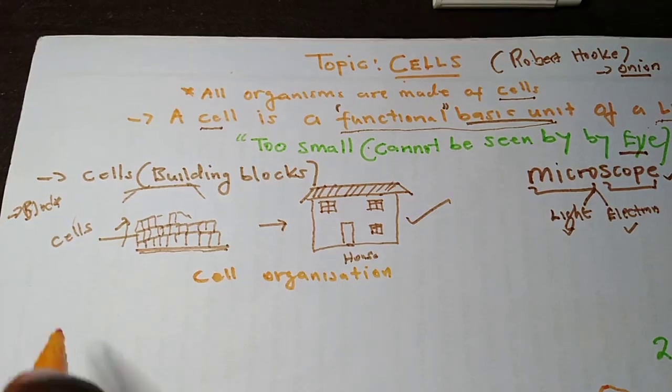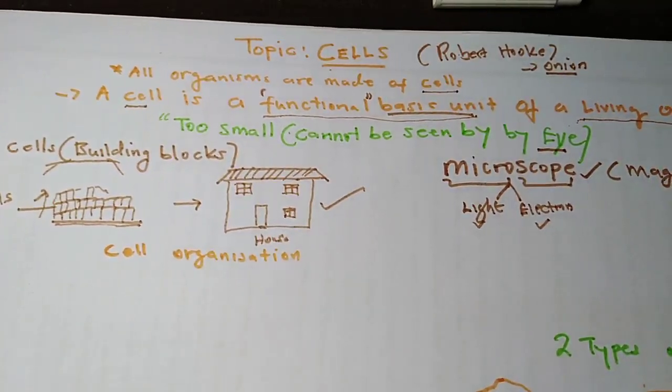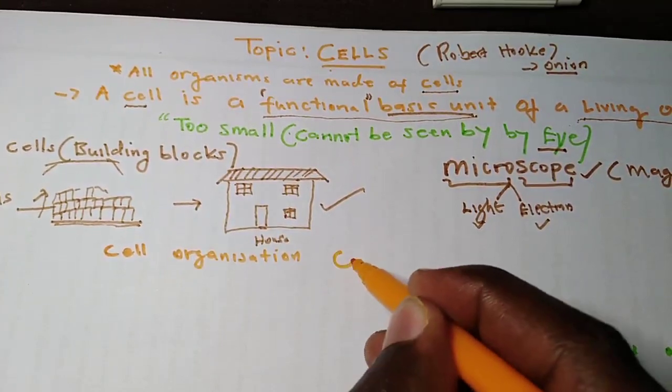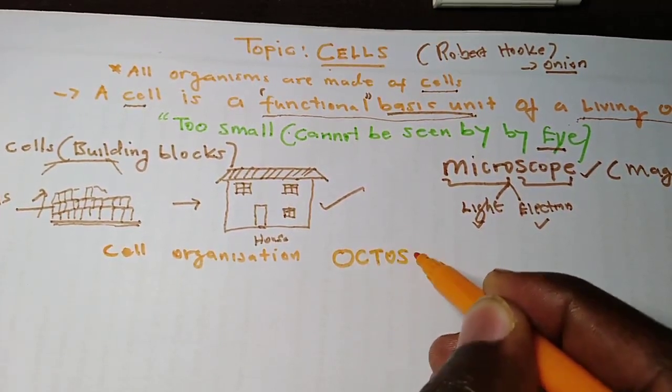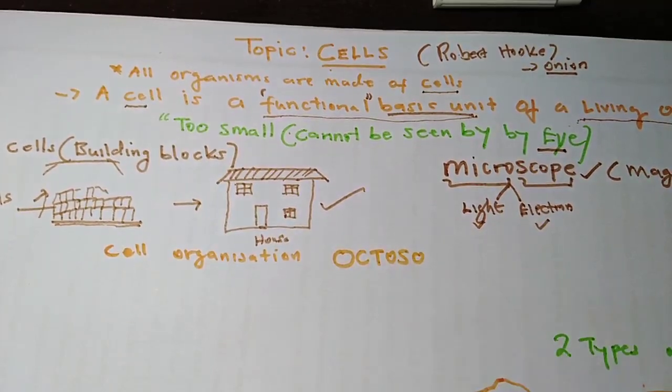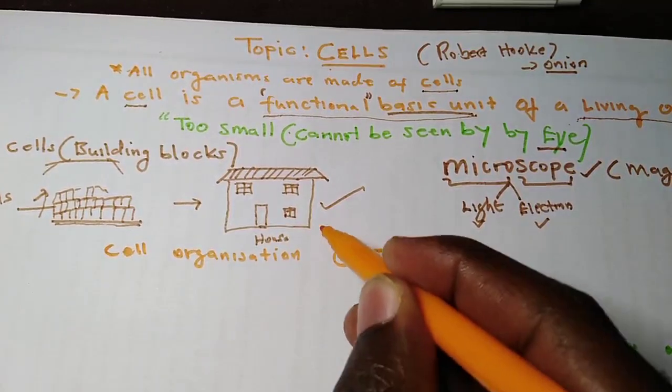Okay, again here I'll just give you a nice mnemonic. Okay, octoso. The first word here is organelle.